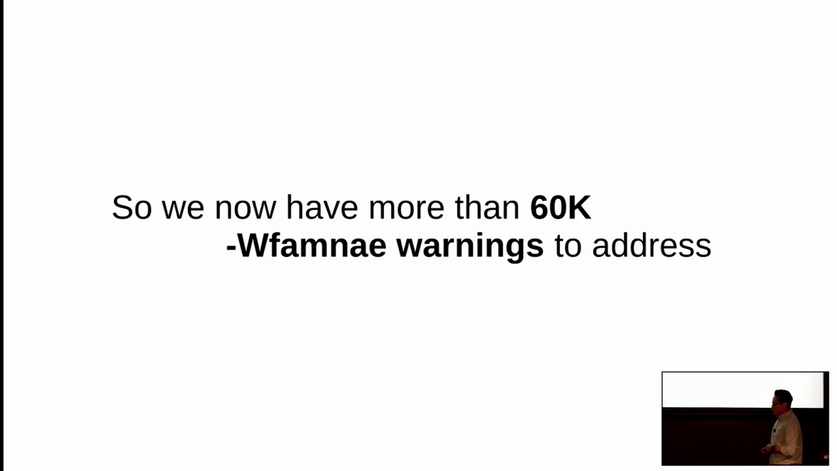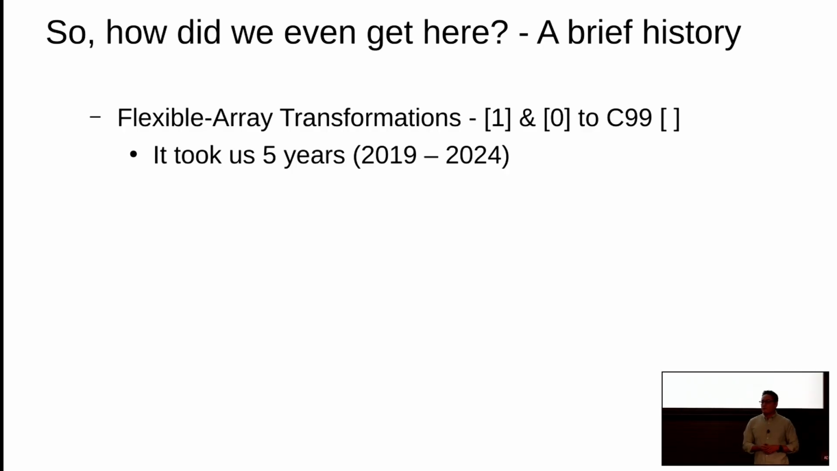Okay, so now we have to fix thousands of these warnings. Before we get into the details of these warnings, let's go a little bit through the history of how it is that we ended up with these thousands of warnings in the kernel. Back in 2019, we started the effort of transforming one-element arrays and zero-length arrays into flexible array members.